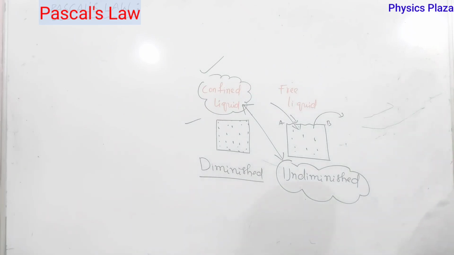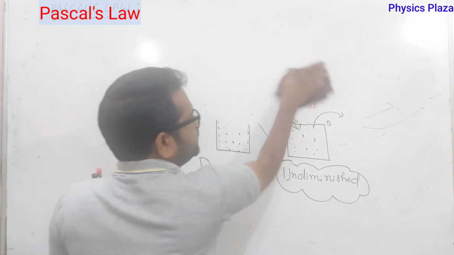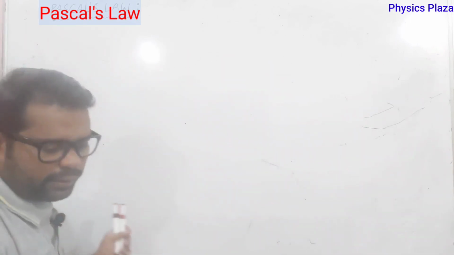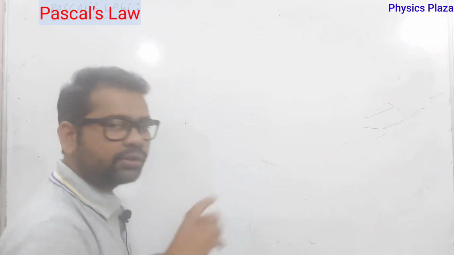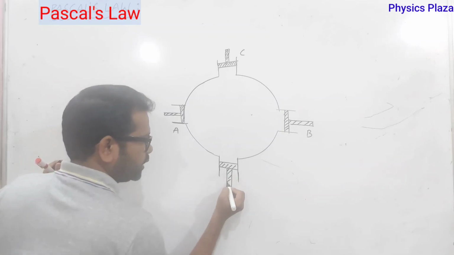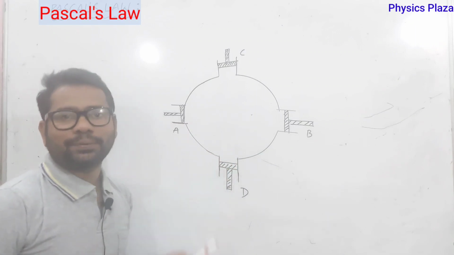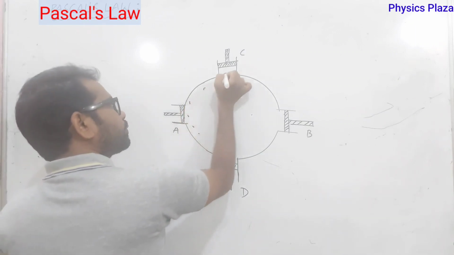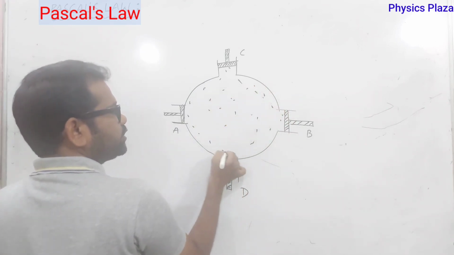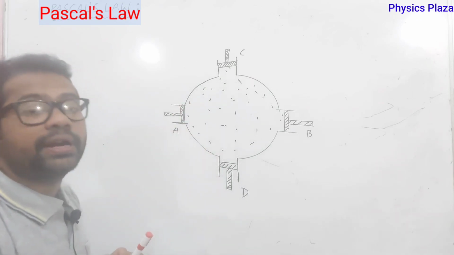Now let us try to understand what Pascal's law actually is. For this, children, a small apparatus is there. Let us try to see it. Children, look here. Here 4 identical pistons are arranged as shown in the figure, and here liquid is taken. Children, what type of liquid can I say it is? Confined liquid.